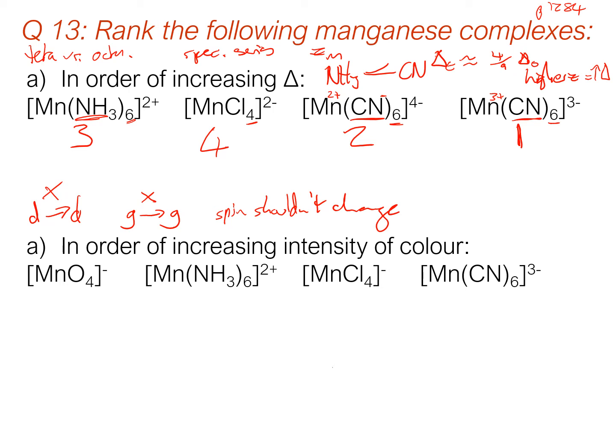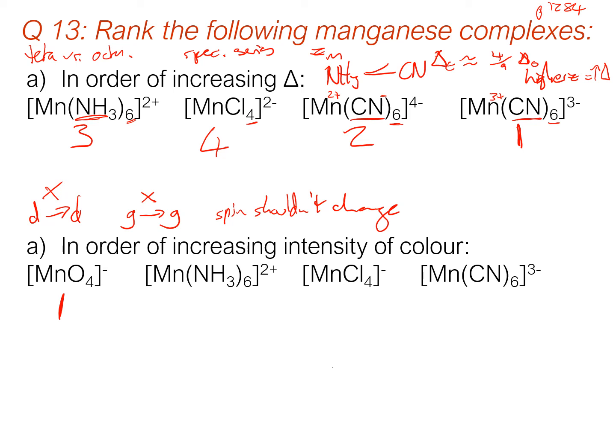The way I find this easiest to do is in the opposite way. So we'll go from the most intense to the least intense. So instead of labeling them 4, 3, 2, 1, we'll label them 1, 2, 3, 4. The most intense in this one is the first one. It's the permanganate anion.